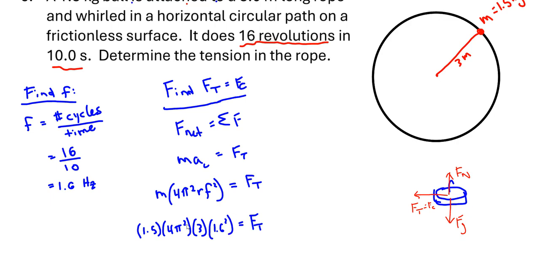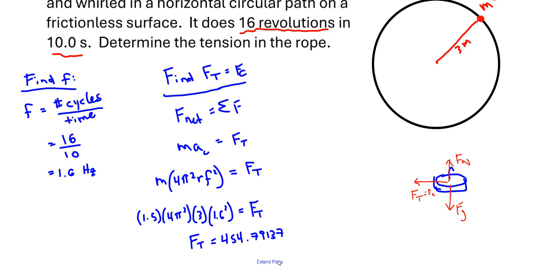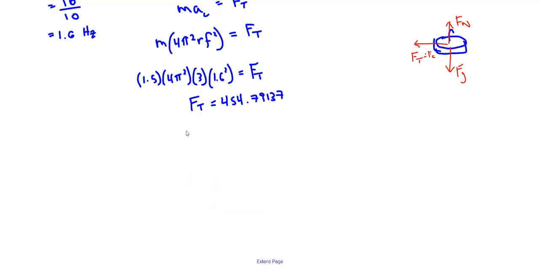So this is some calculator work, right? 1.5 times 4 times pi squared times 3 times 1.6 squared. That's going to give us our force of tension when we work all that out. And that's going to be 454.79137. Okay, let's add some units and directions and all that good stuff to finish off this problem. So force of tension, let's round it off to 2 significant digits. It's going to be 450 newtons.